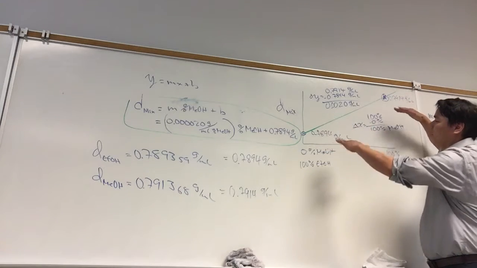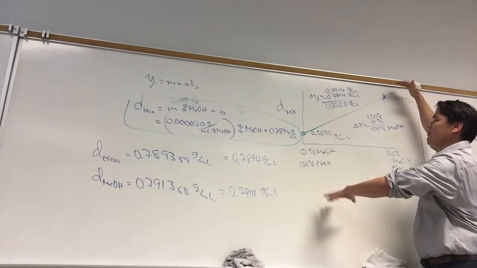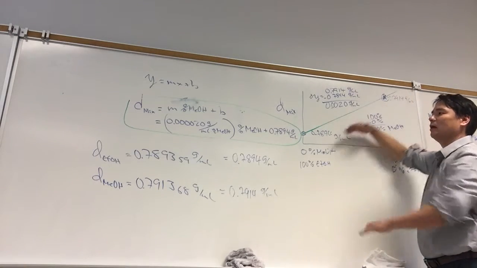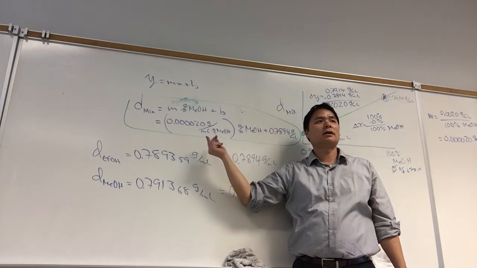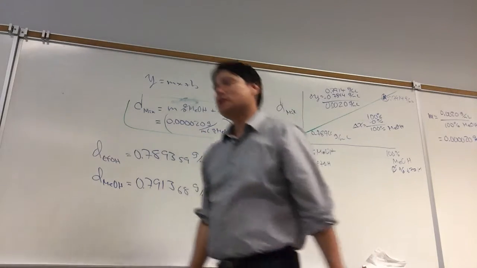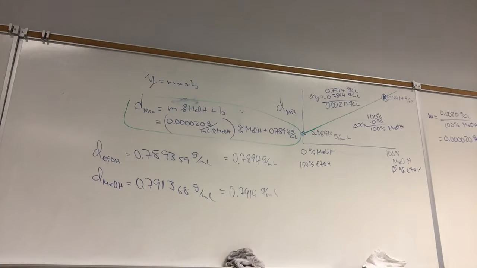So this method works better if these are more dramatically different and we get a lot more digits here, correct? And so to answer this question here: how precisely could you determine the composition of an ethanol-methanol solution by measuring its density with a pycnometer? How precisely? To 2 sig figs. That's how precise you can be.